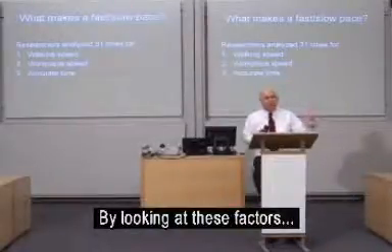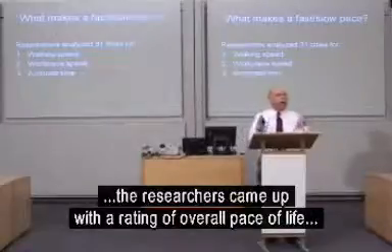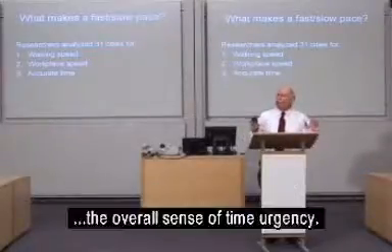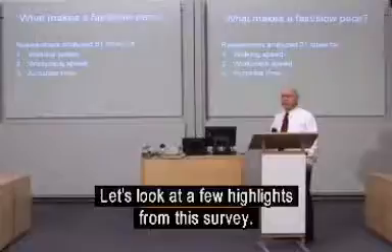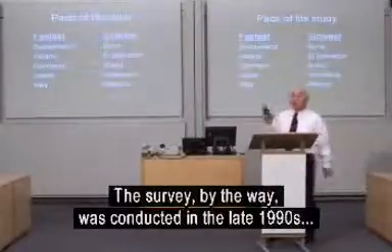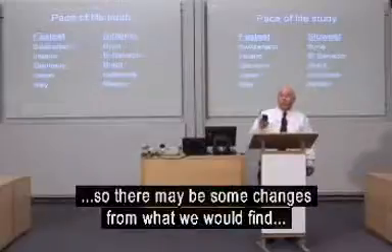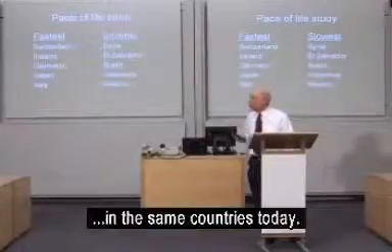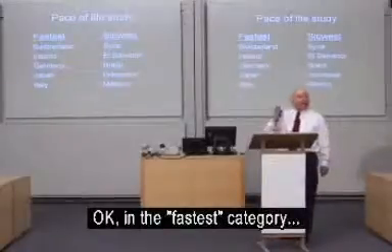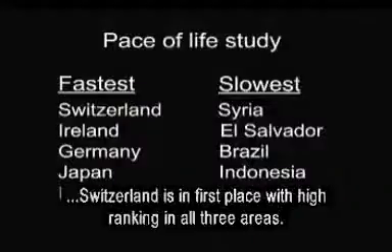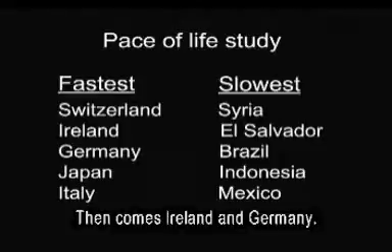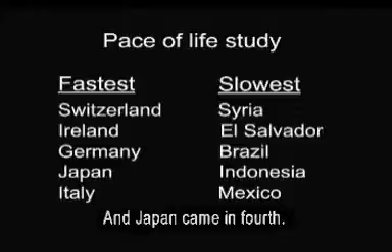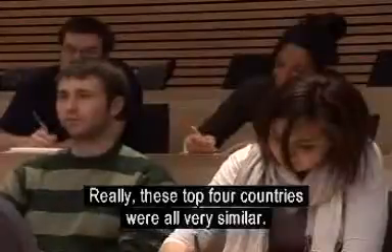By looking at these factors, the researchers came up with a rating of overall pace of life, the overall sense of time urgency. Let's look at a few highlights from this survey. The survey, by the way, was conducted in the late 1990s, so there may be some changes from what we would find in the same countries today. Okay, in the fastest category, Switzerland is in first place with high ranking in all three areas. Their clock accuracy ranked first. Then comes Ireland and Germany, and Japan came in fourth. Really, these top four countries were all very similar.